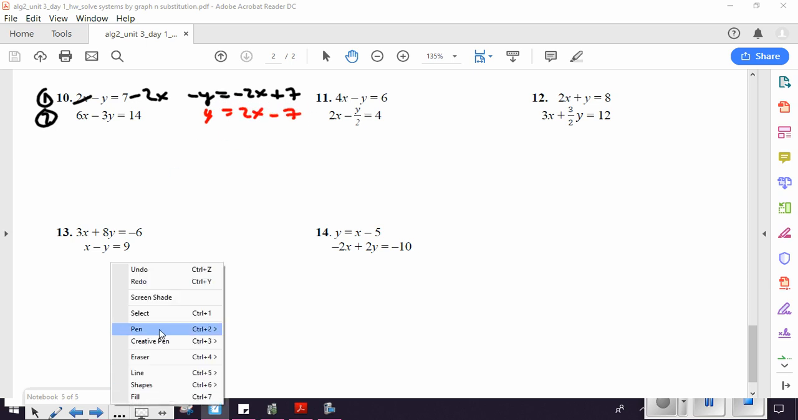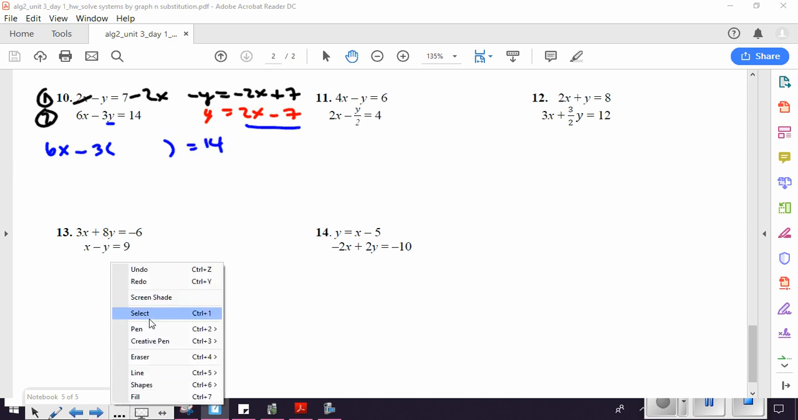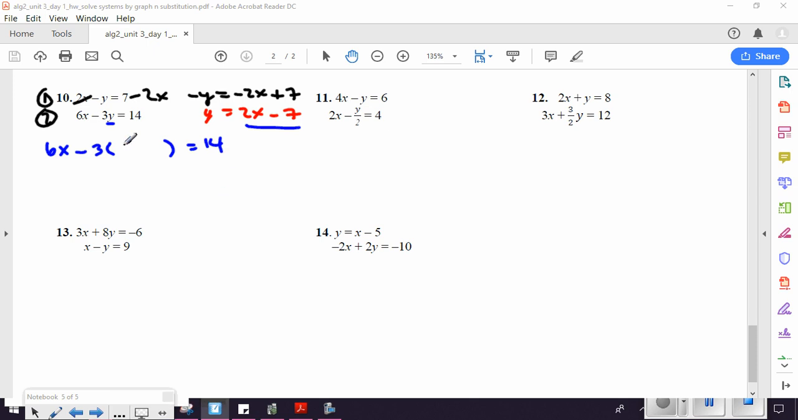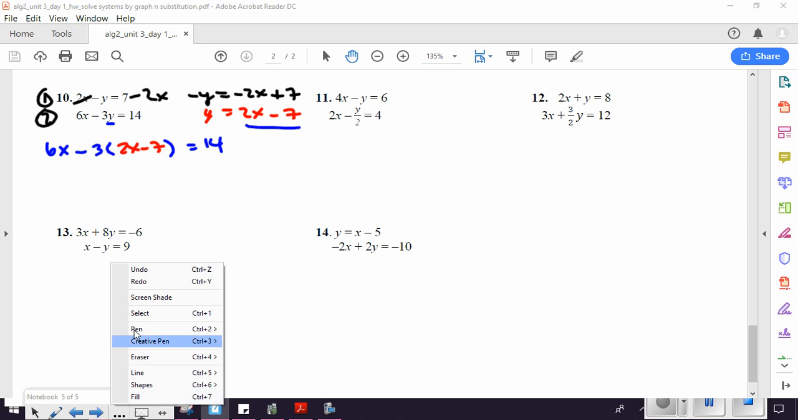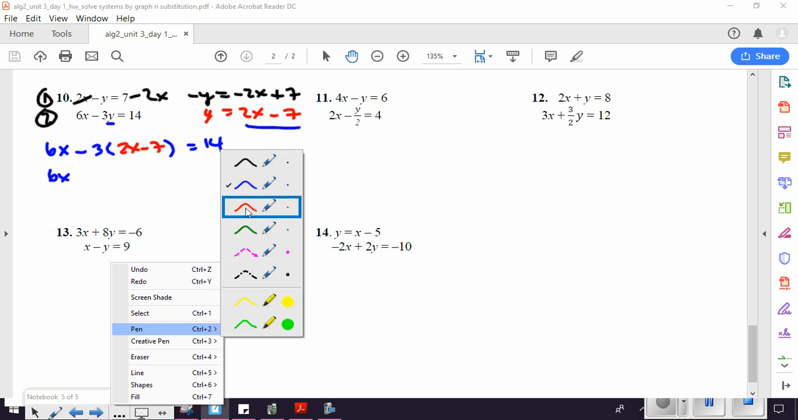So now, again, we're going to take this expression, 2x minus 7, and we're going to replace y in the second equation. So let's write our second equation, but open up parentheses instead of y, so we can insert our expression. Our expression is 2x minus 7. And now let's solve for x. We're going to distribute first.